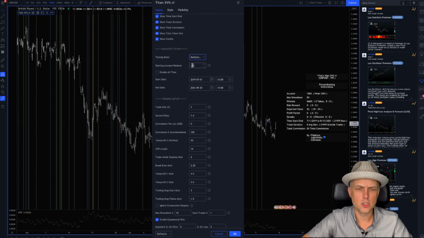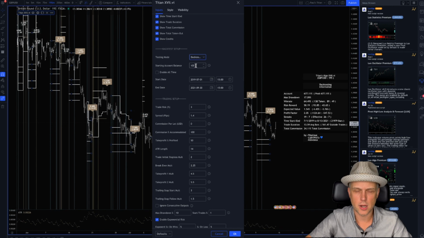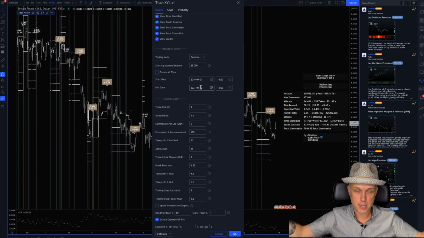Account balance, this one is kind of unique here. If you put in 100, it just automatically calculates by percentage. But you can put in a dollar figure if you want, and then have the algorithm calculate, not based on percentage, but rather in dollar value, what happens to your account as time goes through. You can change the time frame that you're testing.